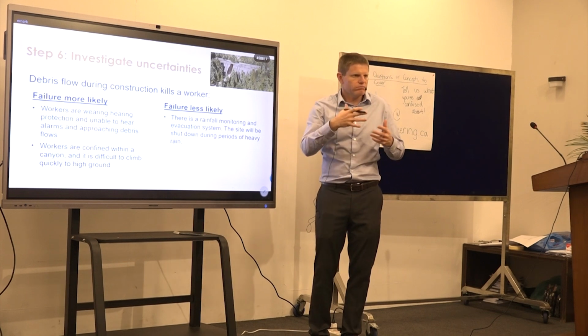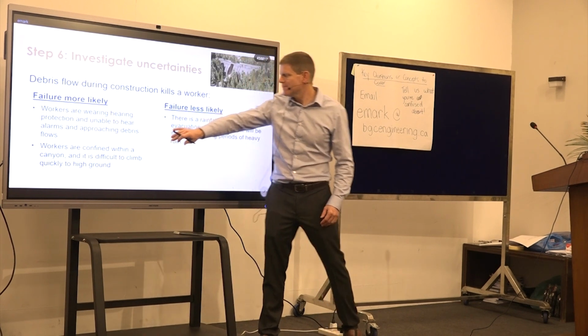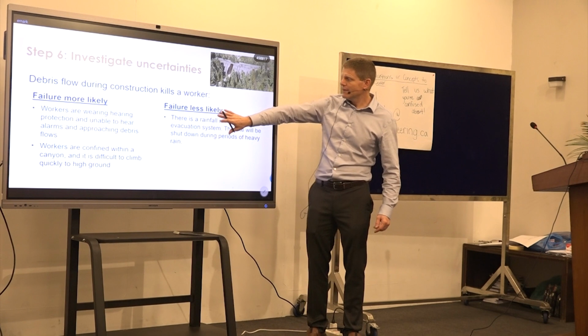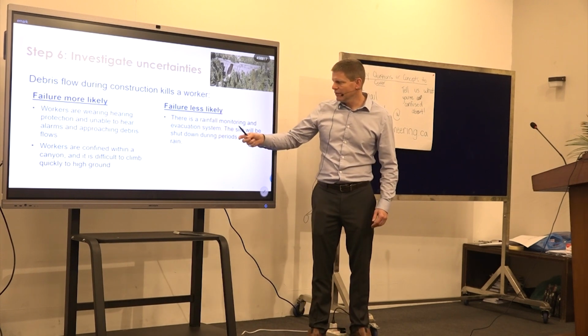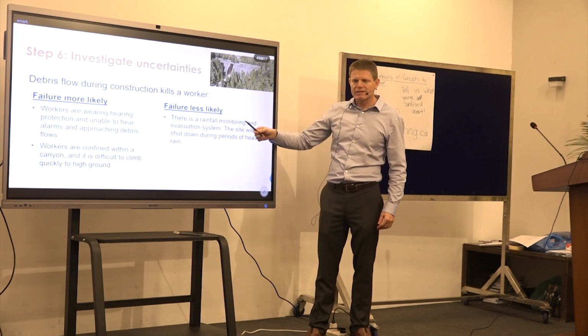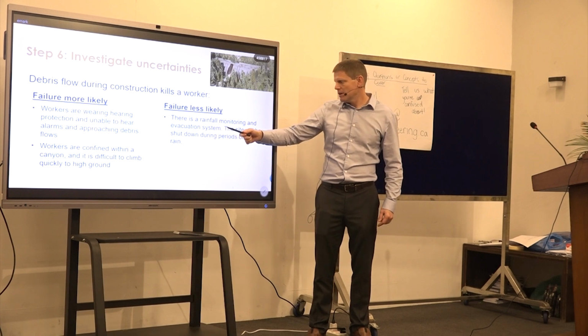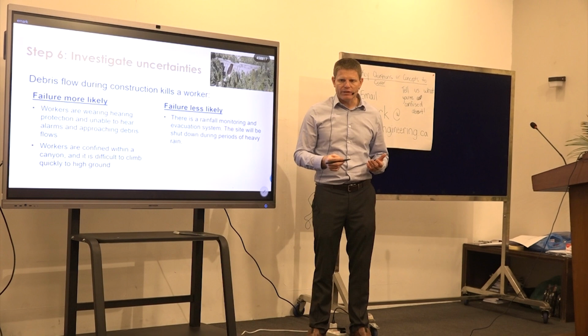So this is real. I believe that these things could happen because of these factors. On the other hand, a factor that makes it less likely for somebody to be killed is that I happen to know at this site that there is a rainfall monitoring system and an evacuation system. And we know also that the site is going to be shut down when it's raining heavily, right?